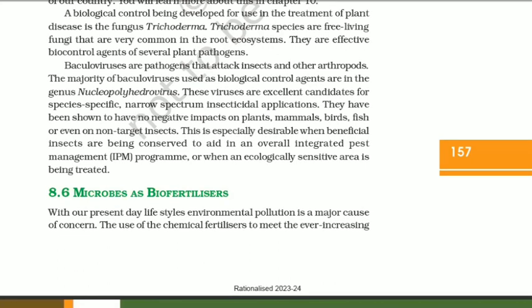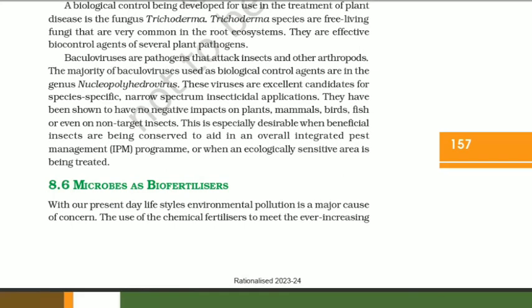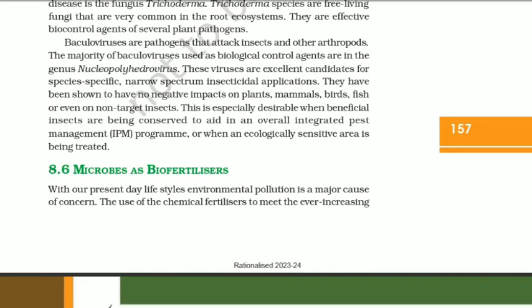A biological control being developed for use in the treatment of plant disease is a fungus, Trichoderma. Trichoderma species are free-living fungi that are very common in the root ecosystem. They are effective biocontrol agents of several plant pathogens.